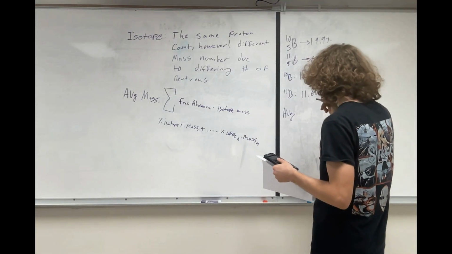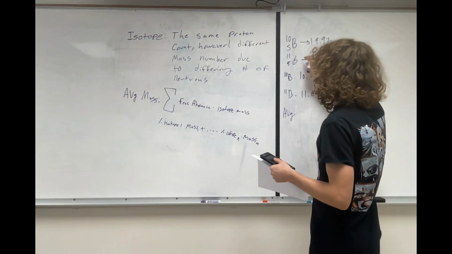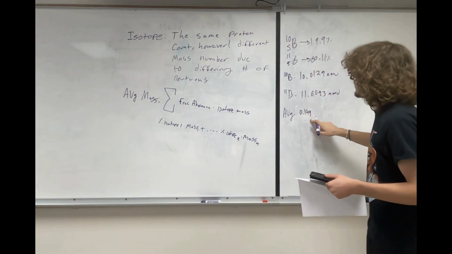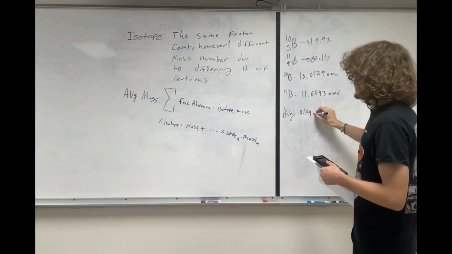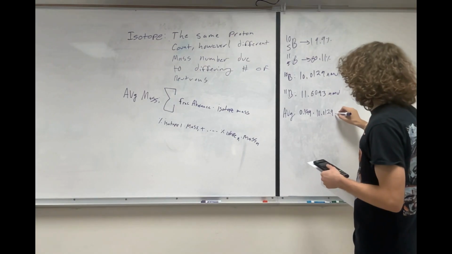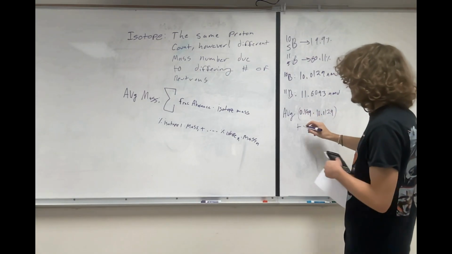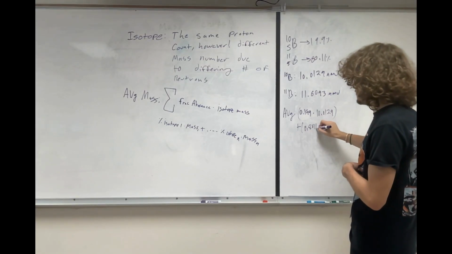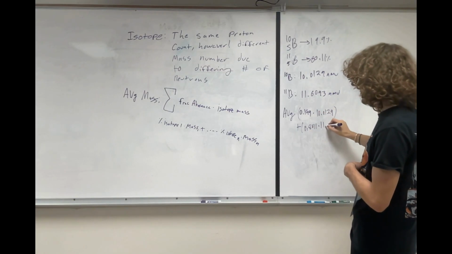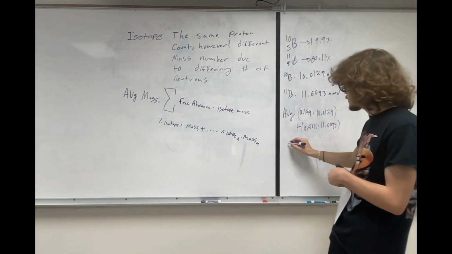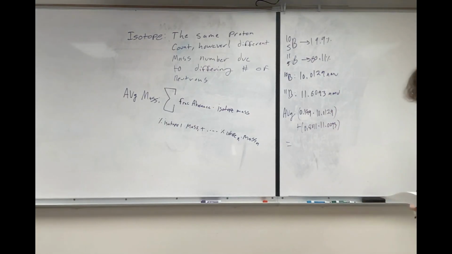Anywho, so B10 at 19.9, that's 0.199 in fractional form, times 10.0129 AMUs, that's our first term. I'm going to add it to 0.8011, but that's going to be times the 11.0093 AMUs. All right, so the average mass then is whatever this calculates out to be, so let's go ahead and find it.